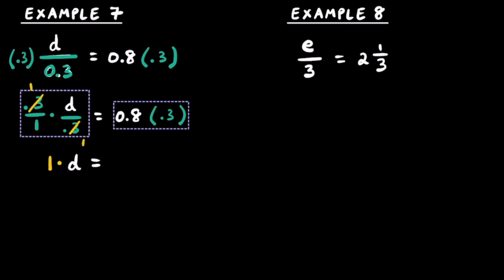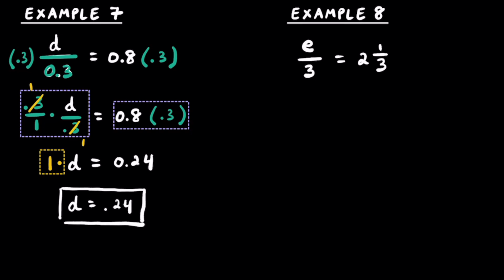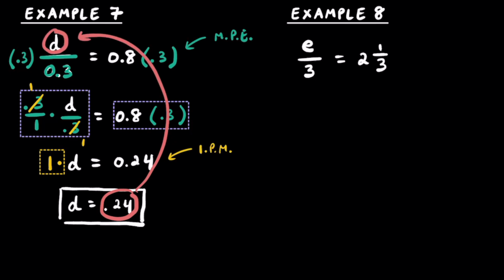And on the right side, 0.8 times 0.3, well, 3 times 8 is 24, so we need 2 decimal places, so this is going to be 0.24. Dropping the 1, we can say the value of d is equal to 0.24, or 24 hundredths. 24 hundredths divided by 0.3, or 3 tenths, is equal to 8 tenths. Even though we're using decimals, we still use the same properties.